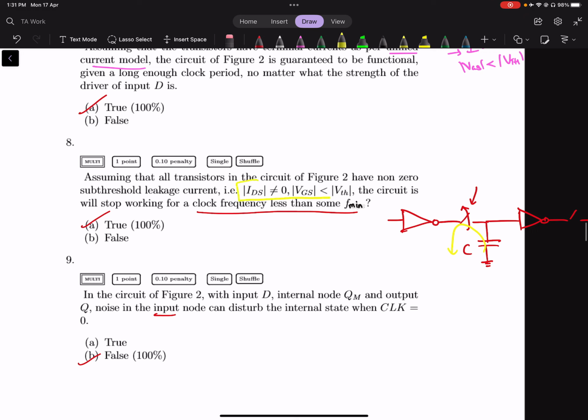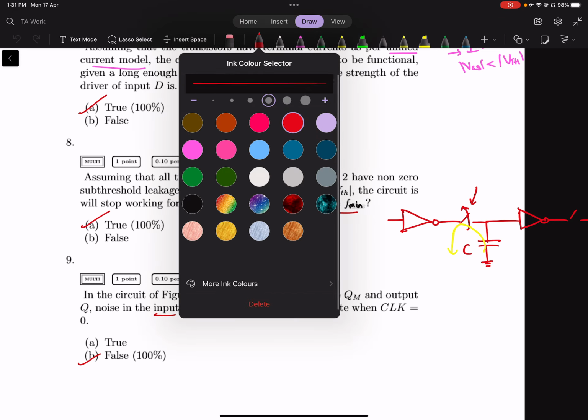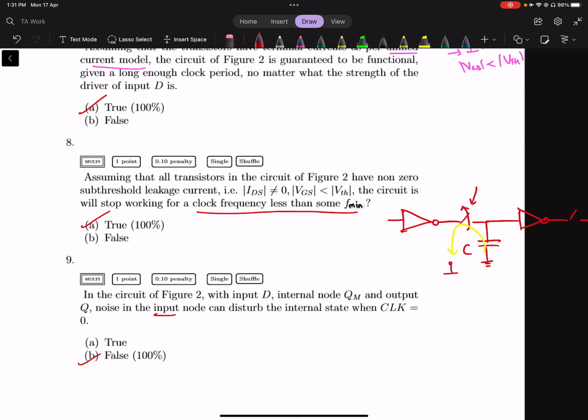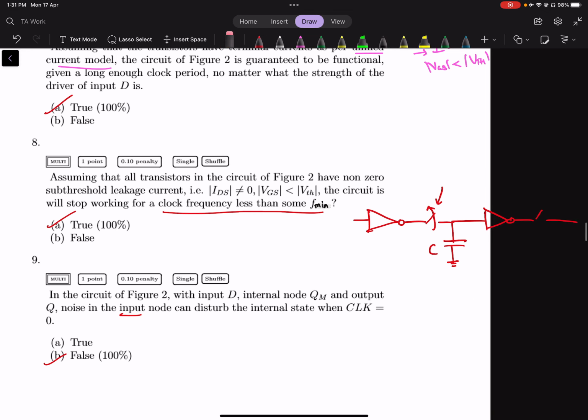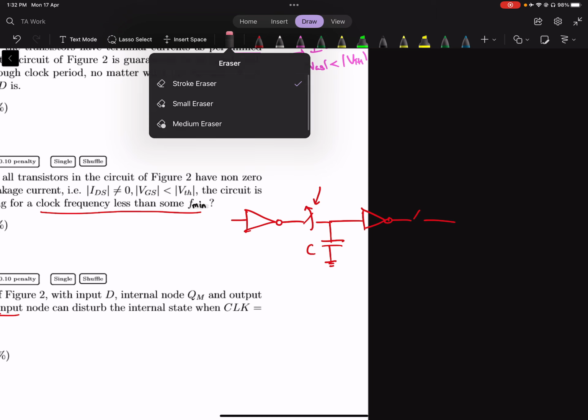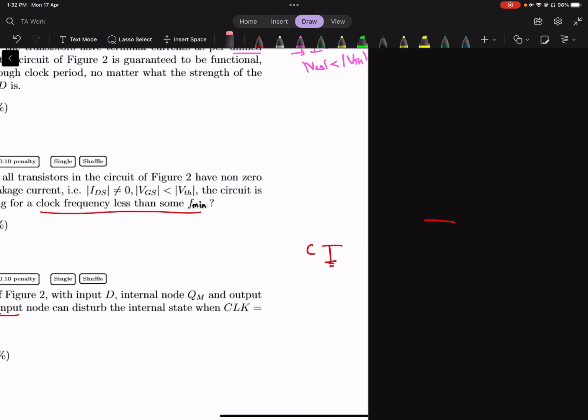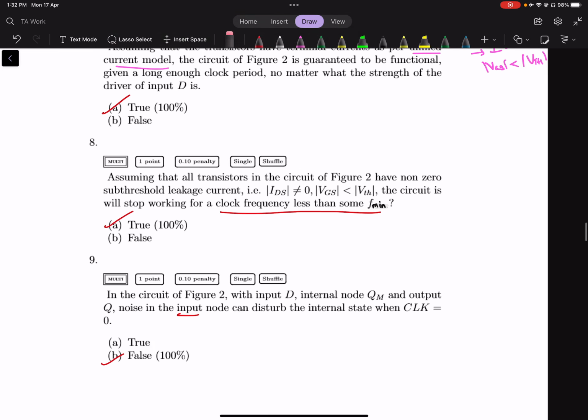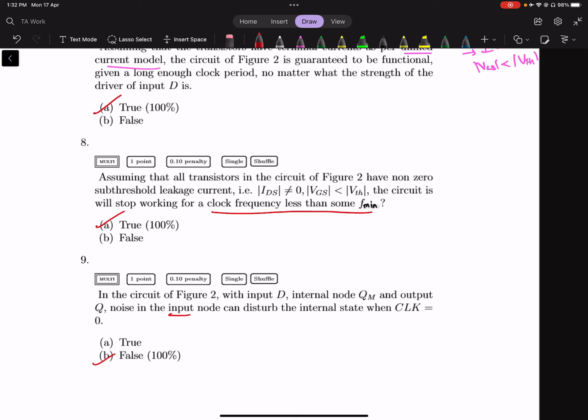Because we have given this statement of IDS is not equal to 0 when VGS is less than VTH, it will start leaking into ground. Because of that, given a long enough time, this will lose the charge that is stored on it, and therefore the information stored on it, and it will stop working. So the answer for question 8 is true.